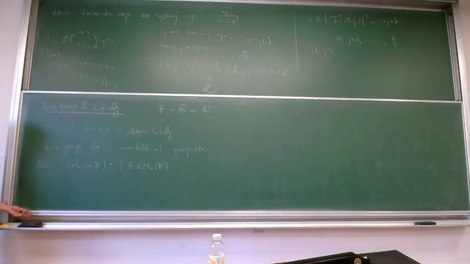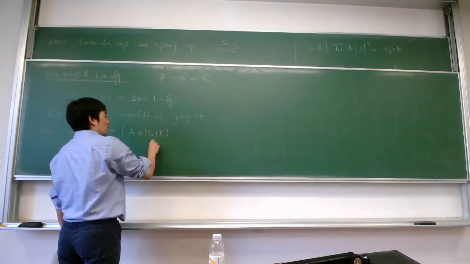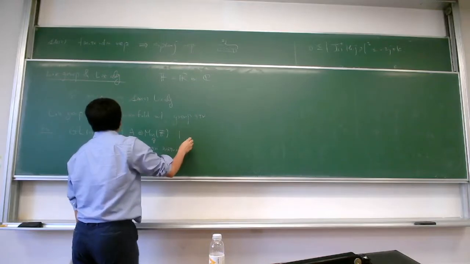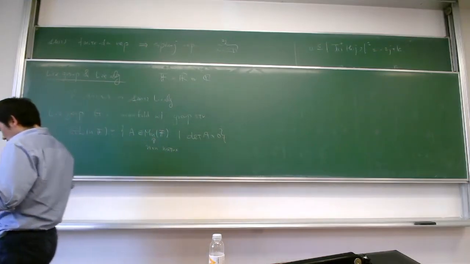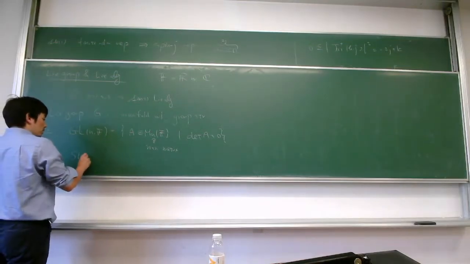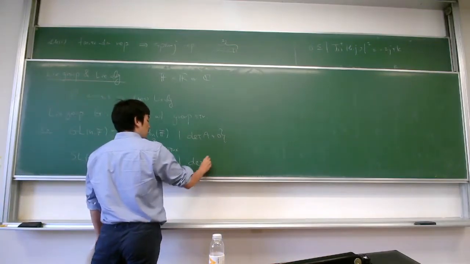So this M_n is an n by n matrix, and of course the determinant is non-zero. Therefore you can have a group structure, which means you can have an inverse. Unless you have an inverse, you cannot create a group, so the determinant has to be non-zero. And the special linear group SL_n(F) is the same thing, but the determinant of A is equal to 1.